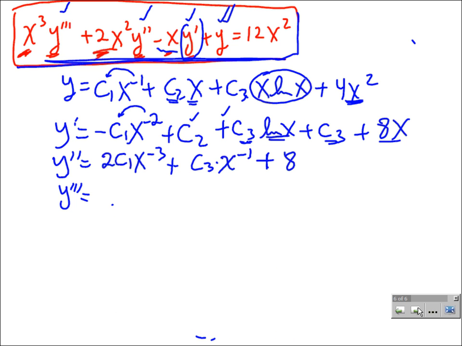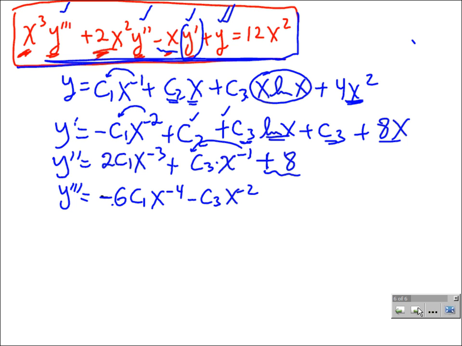Now we compute the third derivative. We're going to get negative, use the same color, negative 6c1 x to the negative 4 minus c3 x to the minus 2, and then plus the derivative of 8, which is 0. Adding 0, you don't have to bother. So now I have the 4 derivatives.